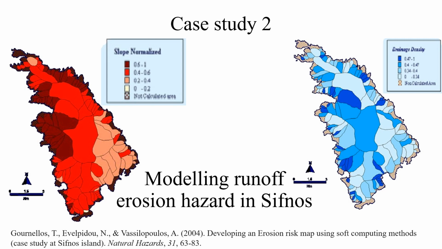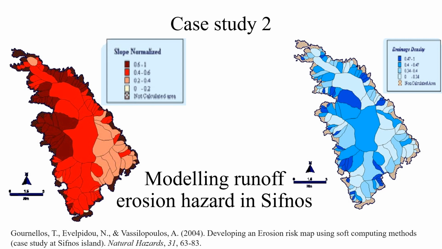In this case, we choose to work on drainage basins. Moreover, we generated the slope using the DEM. We can understand that as the inclination increases, so does the velocity and power of the flowing water. Thus, it can cause soil erosion much easier, increasing the runoff erosion hazard.